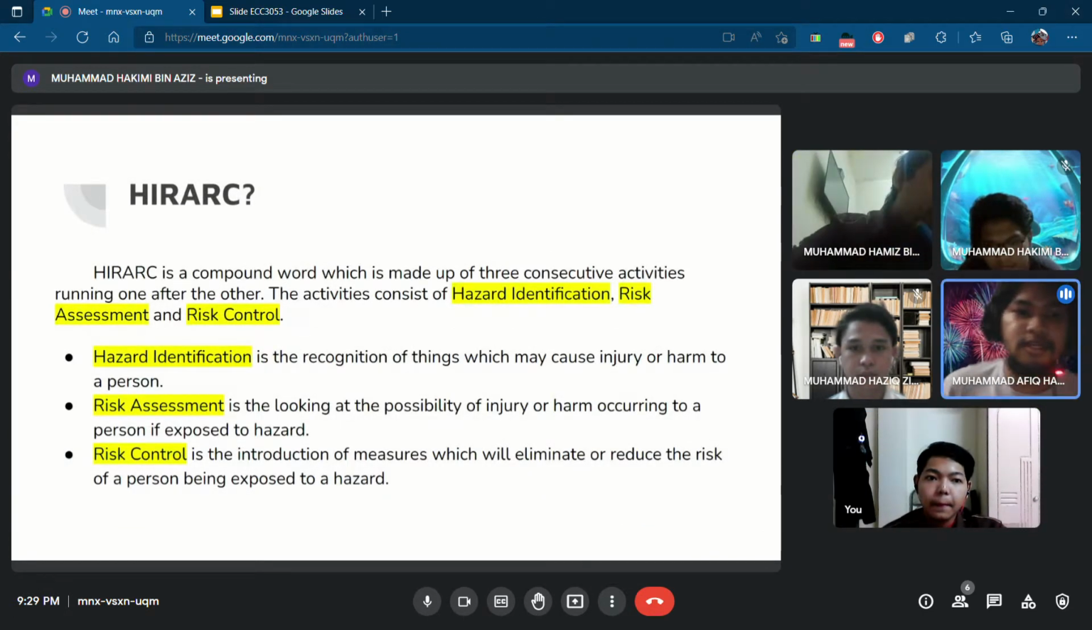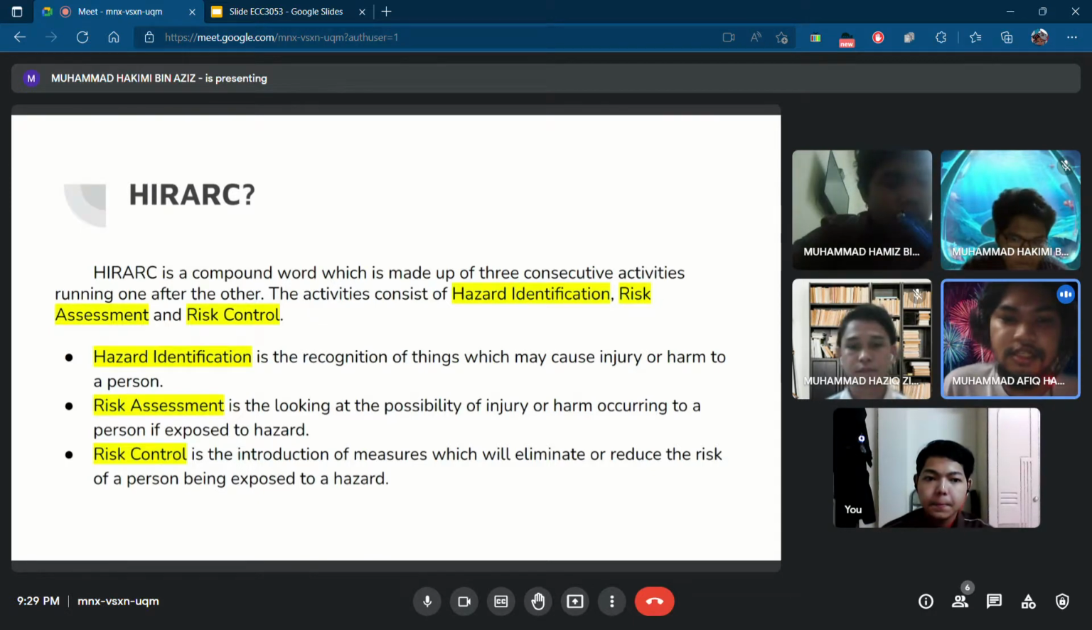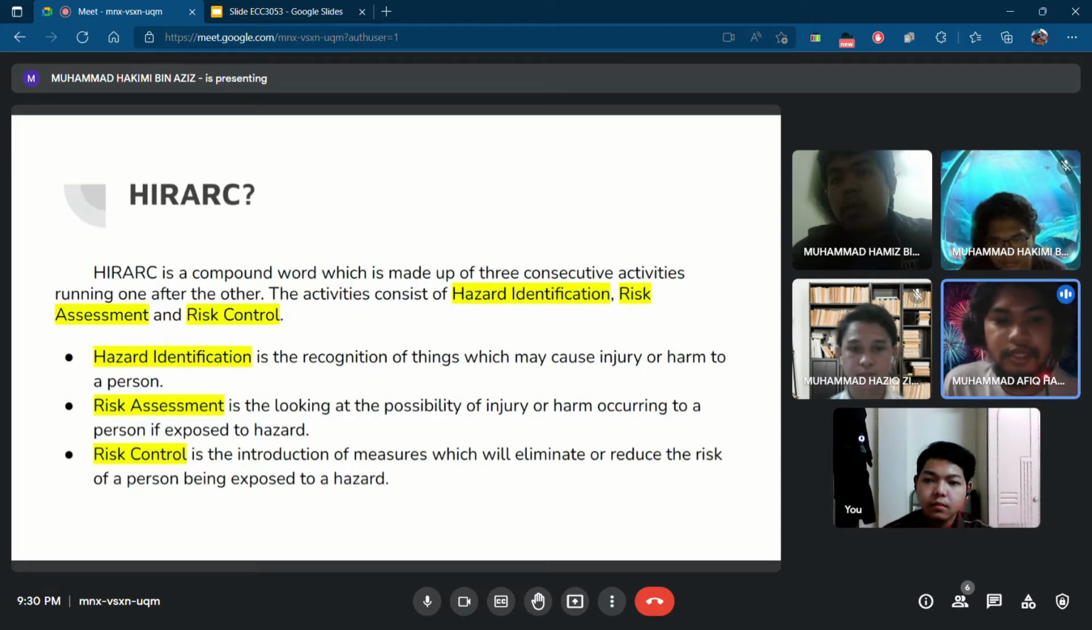Okay, now we go to the HAZIQ. HAZIQ is a compound word which is made up of 3 consecutive activities running one after the other. The activities consist of hazard identification, risk assessment, and risk control. For hazard identification is the recognition of things which may cause injury or harm to a person. Risk assessment is the looking at the possibility of injury or harm occurring to a person if exposed to hazard. And for risk control is the introduction of measure which will eliminate or reduce the risk of a person being exposed to hazard.